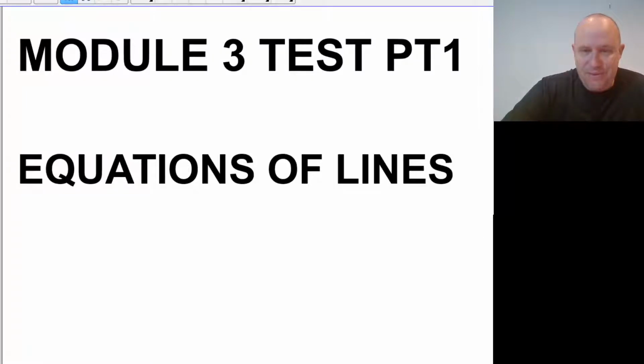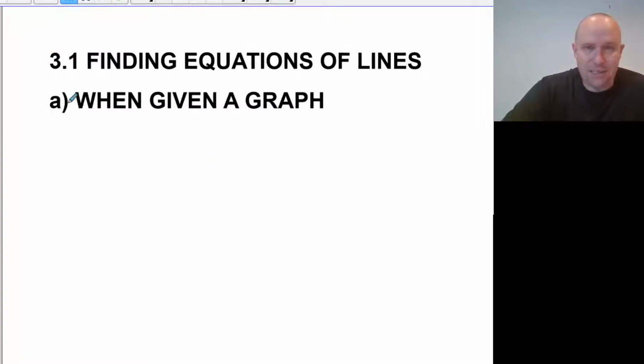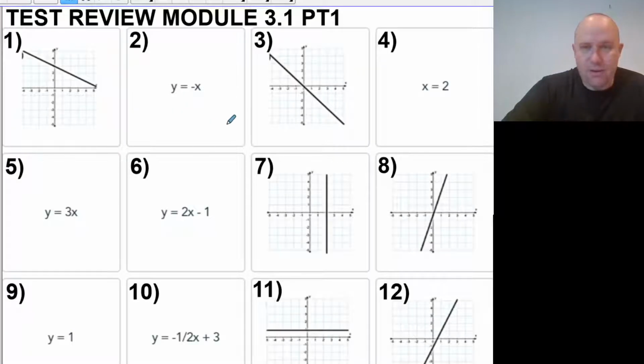Okay, this is the review for Module 3. We're going to look first of all at the first part of the test, which is equations of lines. And it's actually split into two sections. So we're going to look when you're given a graph to figure out what happens.